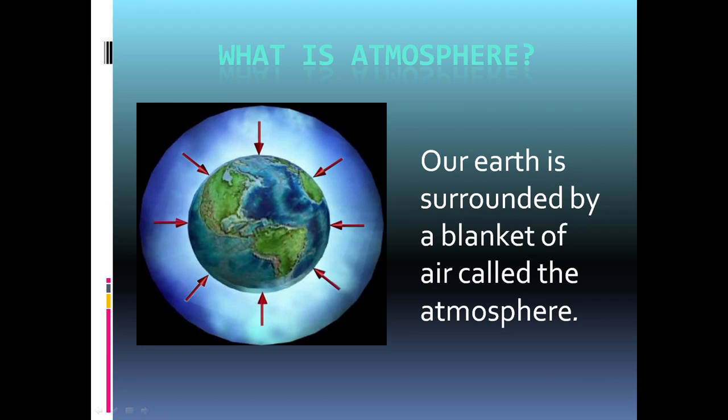Now we should also know why atmosphere is important to us. Atmosphere helps in maintaining the right temperature to sustain life on Earth. Not only this, it also protects us from the harmful ultraviolet rays of the sun, which can cause several skin diseases to the people living on Earth.